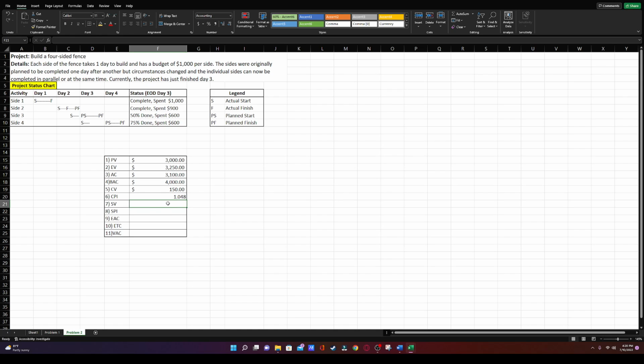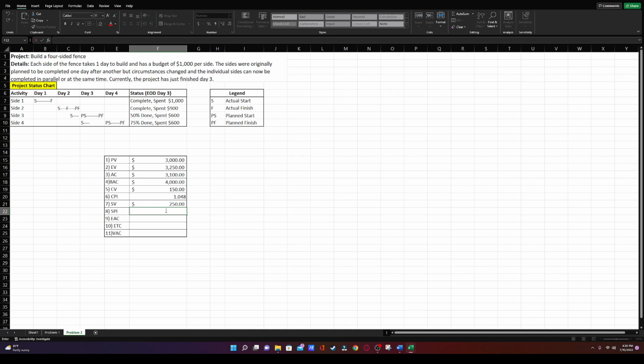Schedule variance is going to be our earned value. Again, we're going to use earned value, and then we're going to take our planned value of the work that we have completed up to this point, or should have completed, and it is going to be $3,000. So with the schedule that we have, we've actually done $250 more work than we should have at this point, which is good, right? That means that we're ahead of schedule.